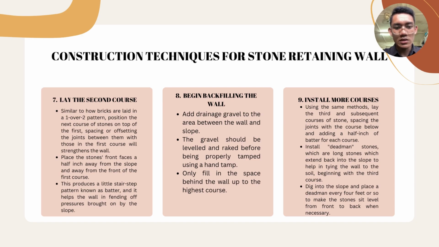Using the same methods, lay the third and subsequent courses of stones, offsetting the joints from the course below and adding a half-inch of batter for each course. Install deadman stones, which are long stones that extend back into the slope to help tie the wall to the soil, beginning with the third course. Dig into the slope and place a deadman every 4 feet or so, to make the stones sit level from front to back when necessary.